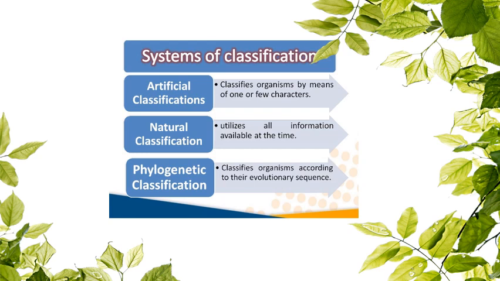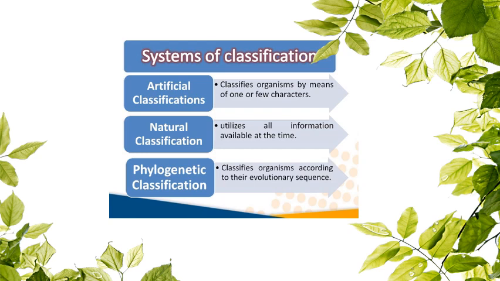The second one is the natural system. In this system, the plants are classified on the basis of their related characters or on the basis of the available information at that time. So the characters of reproductive organs, structural relationship, and other important characters are considered in this system.